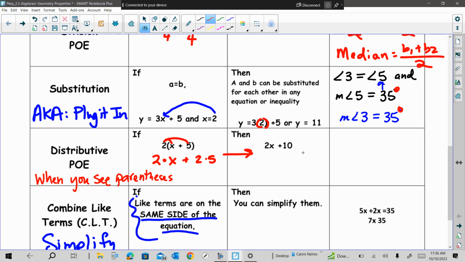Another example of showing that with some geometric relationships would be if I had the formula for area of a trapezoid, which is the height times the sum of the bases, base 1 plus base 2, all over 2.